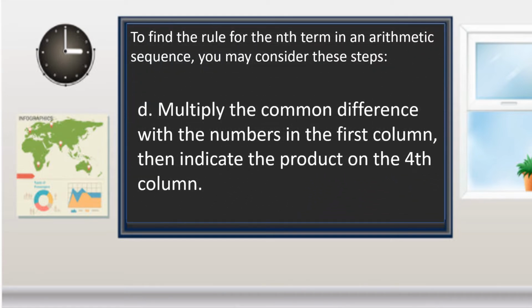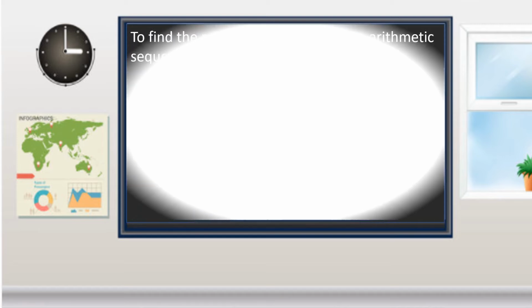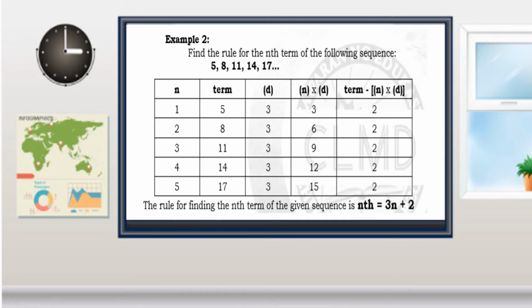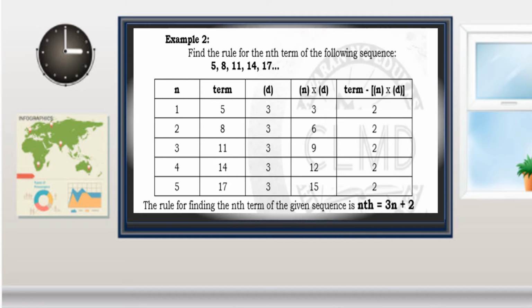D. Multiply the common difference with the numbers in the first column, then indicate the product in the fourth column. E. Write the difference of the term subtracted by the n number in the fifth column. So this column is an example of a sequence of values followed by a pattern by multiplying each term by a fixed non-zero amount. It is referred to as a geometric sequence.